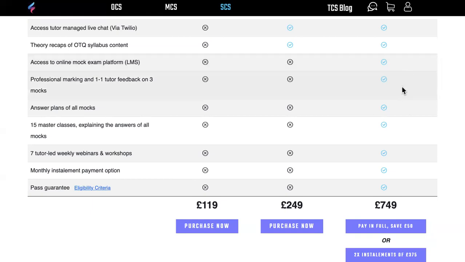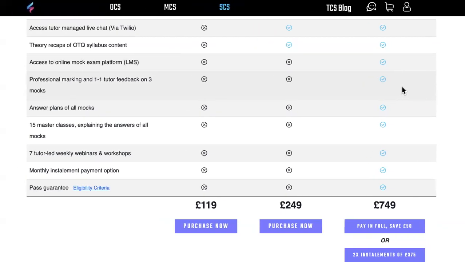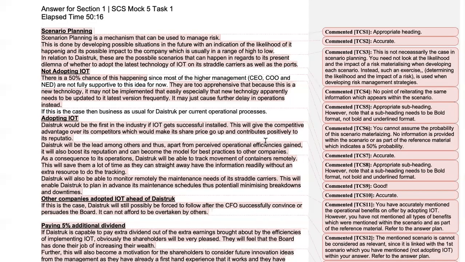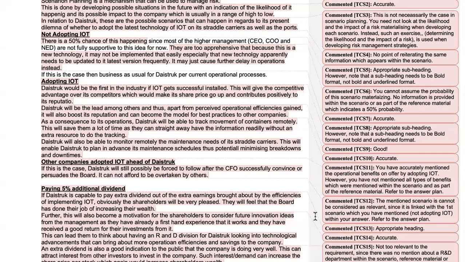Then you'd gain access to professional marking and one-to-one tutor feedback on mocks 3, 4, and 5. So let me quickly show you the type of feedback you'd receive. So as you can see, comprehensive feedback is provided, and I myself am involved with developing the mock exams, the suggested answers, the answer plans, the master classes, and whatnot. And on top of that, I will be personally providing you with feedback for your answer scripts.